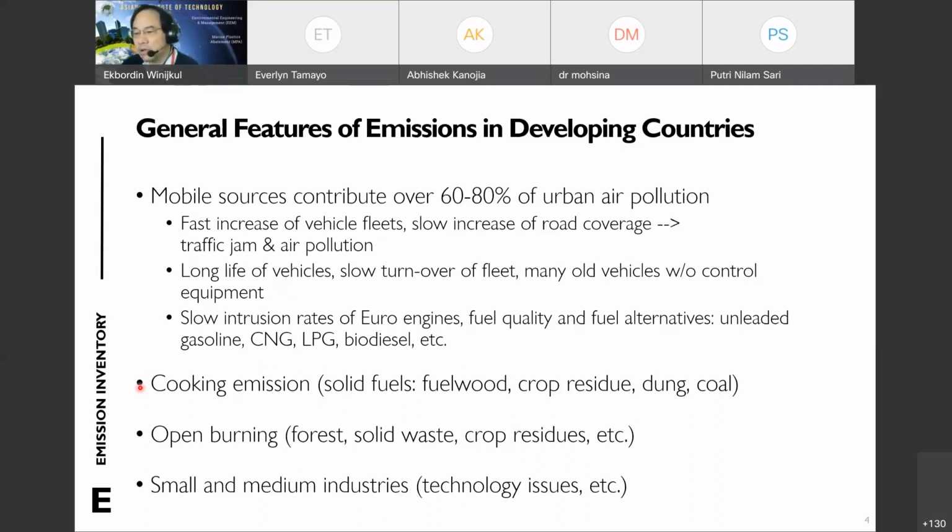For the cooking source, this one is also important for developing countries, especially in countries or in rural areas that still use solid fuel for cooking. When we are talking about solid fuel, this means using fuel wood, crop residue, dung, or coal or something like that.